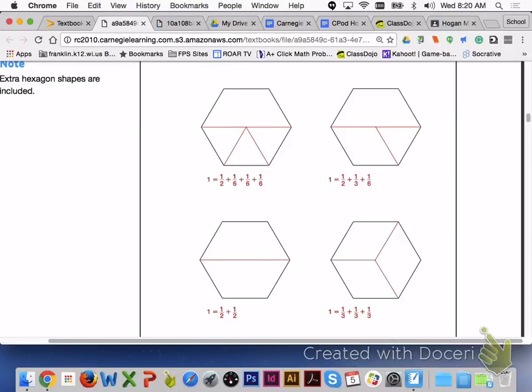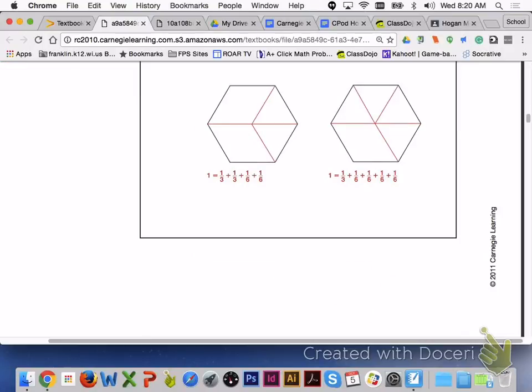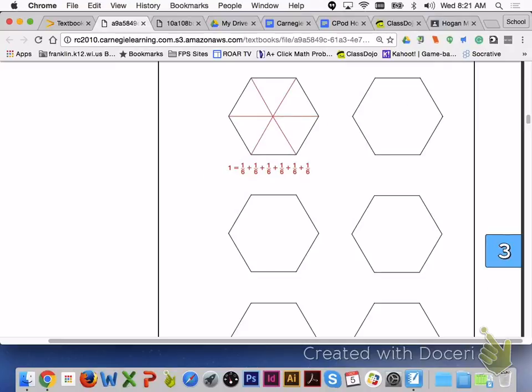Here are 4 of the different representations of the hexagon that you could have made in no particular order. Here are 2 more representations of the hexagon that you could have created. And here is the final representation of the hexagon that you could have created.